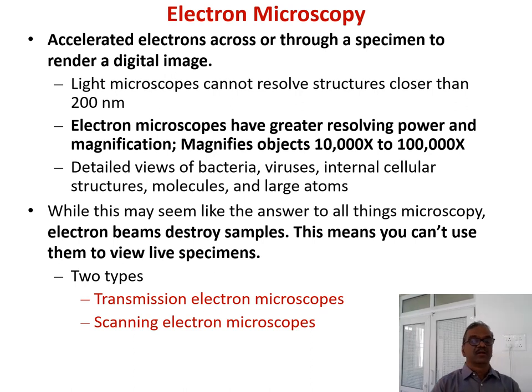But the one disadvantage is that, because you are passing electrons, that may kill the cells. You can't see live cells. You always have to use fixatives and prepare the specimens. Only after that, in a slide form, can you observe it under the transmission electron microscope. So there are two: the transmission electron microscope and the scanning electron microscope. Both you will see in the last practical class we have in the nanotechnology department. Both microscopes are available.